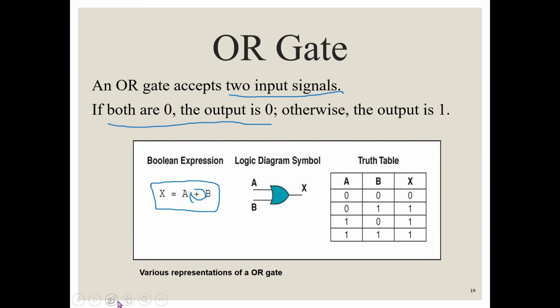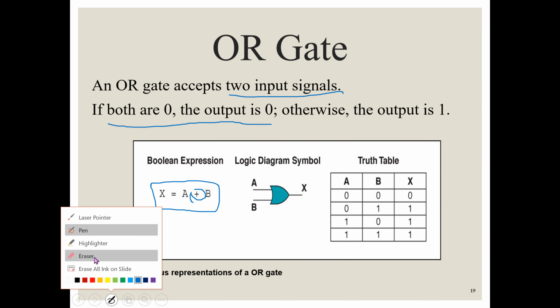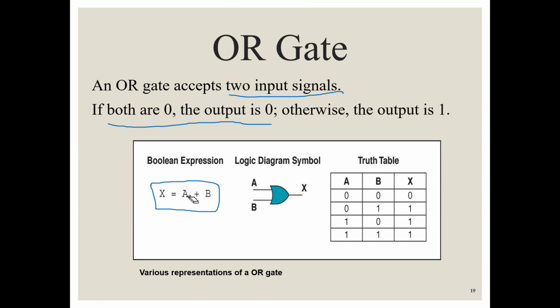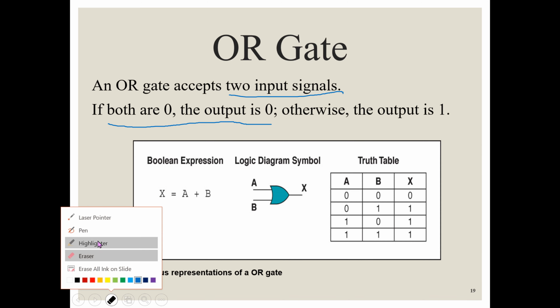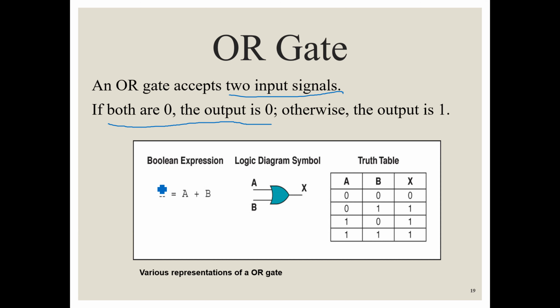I'll try to erase that one. Why? Because it becomes another expression. If I put a circle around that plus, it becomes a different gate representation or notation. So now here it's A plus B. If it's A plus B, plus means what? It's a Boolean expression of an OR gate. It's an addition between the two input signals, and this is an OR gate symbol.